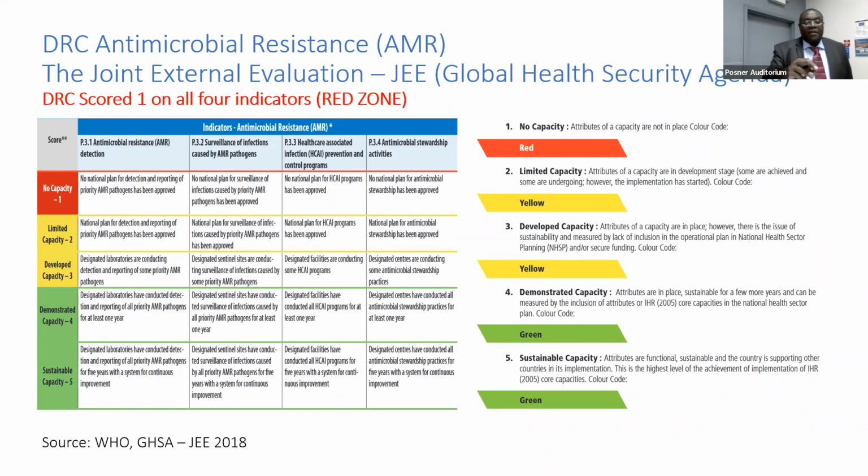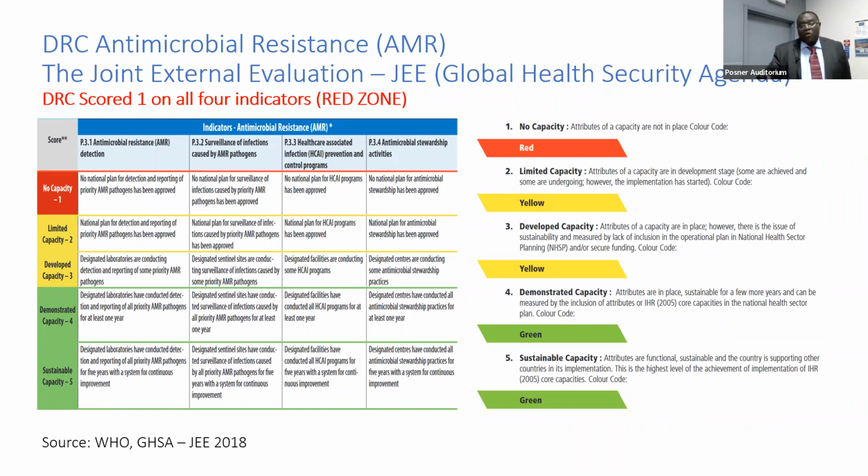So here we have 4 indicators. The first one is antimicrobial resistance detection, so you need to have lab capacity. Then surveillance of infections caused by AMR pathogens, so you need a surveillance system in place. Then healthcare-associated infection prevention and control programs, the IPC. And also you have to have stewardship, to see how people in the community and the whole industry are functioning. DRC here scored 1 at all these levels. To move to level 2, for instance, you need to have at least a plan; a national plan has to be established to move to the next level.